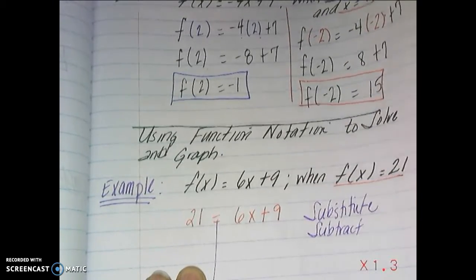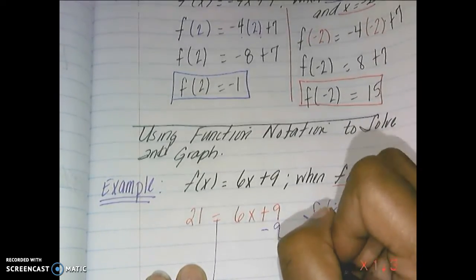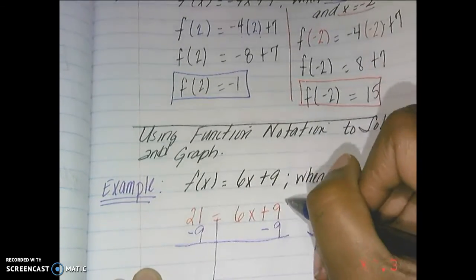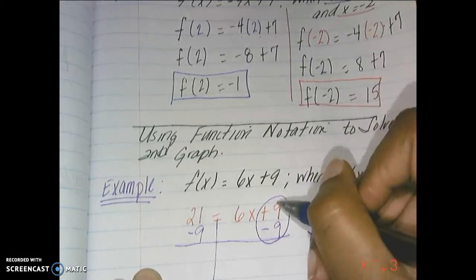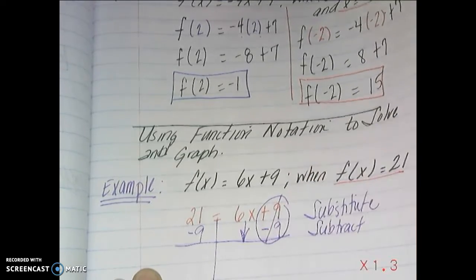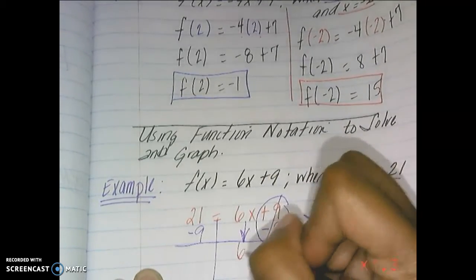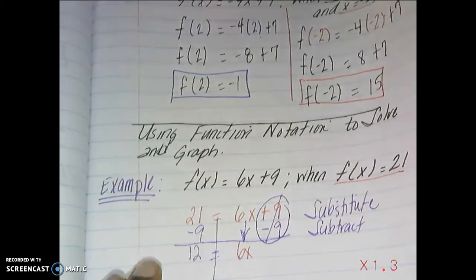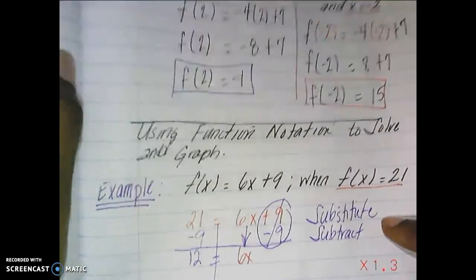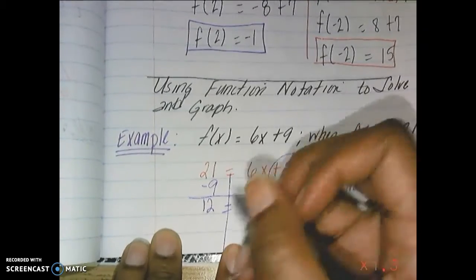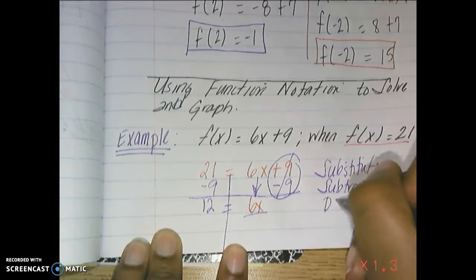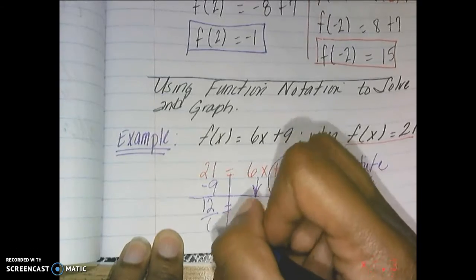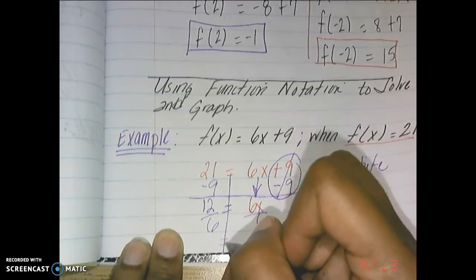And what I'm going to subtract is 9 on both sides. So when I subtract both sides by 9, the plus 9 and the minus 9 becomes a 0, so it's gone. That leaves me with 6x equals 12. So then my last step is going to be to divide both sides by 6. So when I divide both sides by 6, I get x is equal to 2.